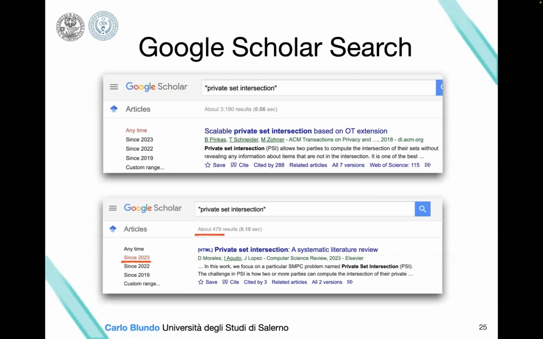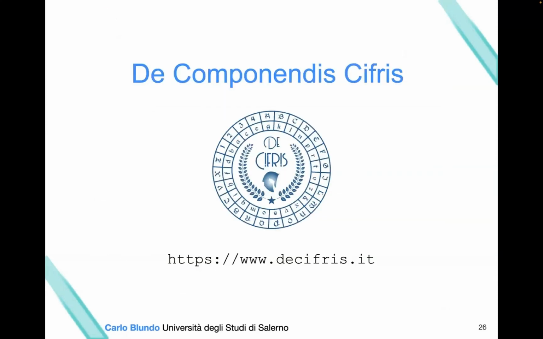Let me conclude with the search that I did this morning. I just searched on Google Scholar for the term private set intersection, and Google returned about 3,000 papers on the subject. And if we restrict the search to this year, the results are about 500. So this could be an indicator that private set intersection is a hot topic. The research on the private set intersection problem is a hot topic in cryptography. And that's it.